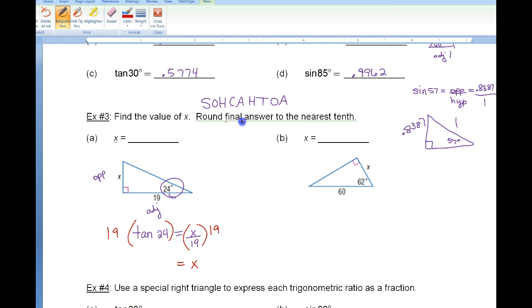So this is: round the final answer to the nearest tenth. So that will be 8.5. If you want to do tangent of 24 separately, round this to 4 decimal places and then multiply by 19. Whenever you're actually working with the trig ratio, we go to 4 decimal places, but then in the very end, we'll round to the tenth place. Because if you round to the tenth place here with tangent of 24, it's not going to give you a very accurate answer.